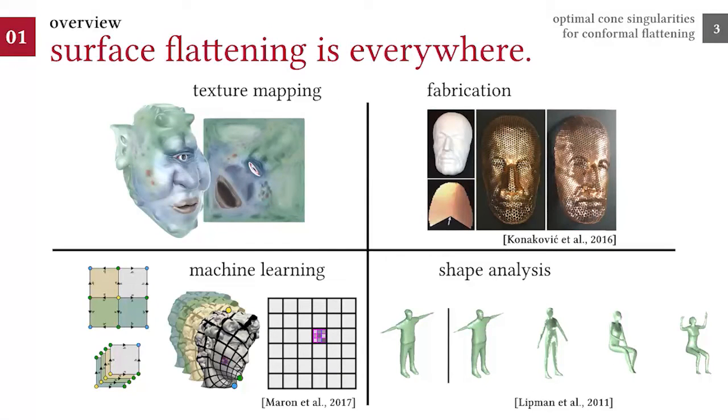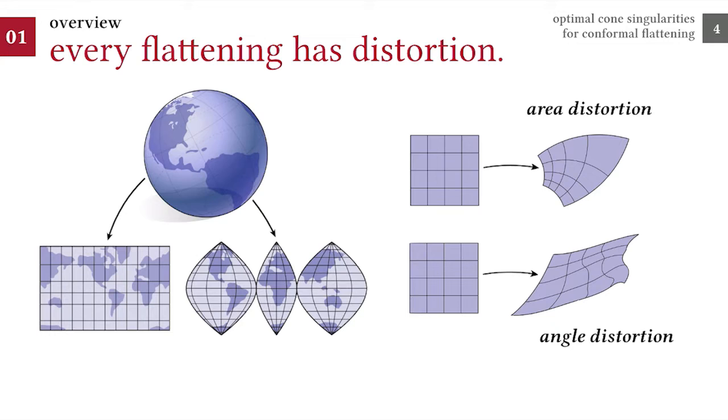Let's take a step back, though, and understand, why do we care about surface flattening? As we've already heard, surface flattening has been used for texture mapping, 3D manufacturing, and machine learning. And in all of these applications, really the quality of the map is extremely important. Ideally, we'd like isometric flattenings, that is with no distortion of lengths or angles. But for general curved surfaces, no such map even exists.